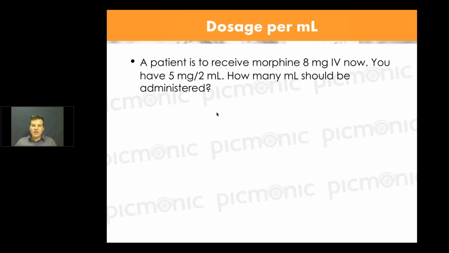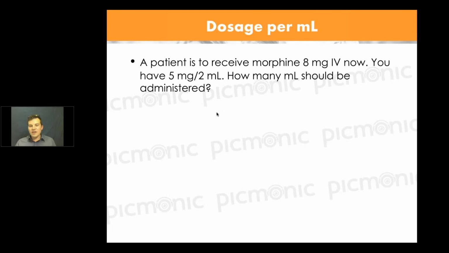This is a very common one we give, because we give it per ml. So a patient is to receive morphine. Morphine sounds like a fun time today. 8 milligrams IV now. Wow, that's a lot. Okay, well, hook me up. Morphine sounds like fun. 8 milligrams. You have 5 milligrams in 2 milliliters.